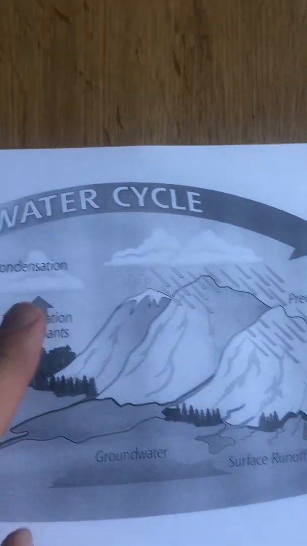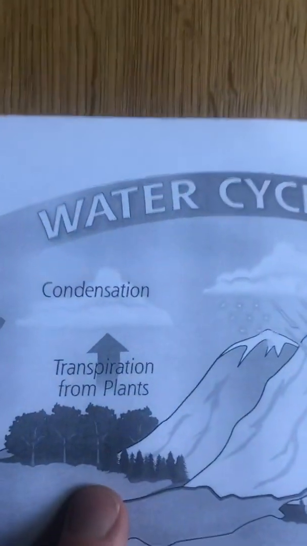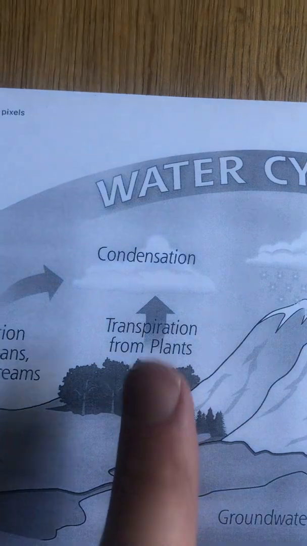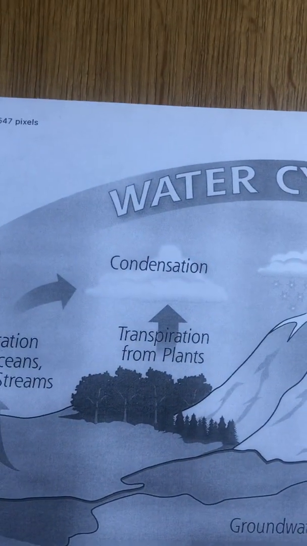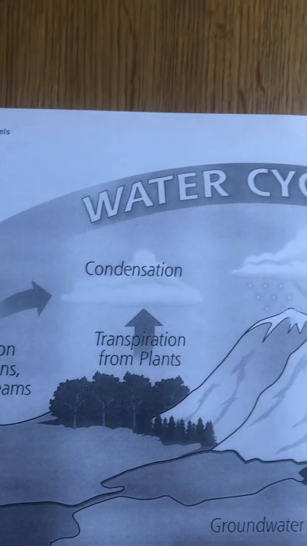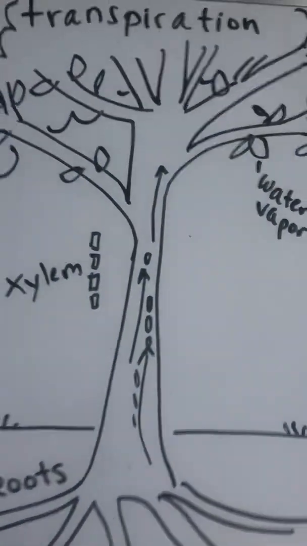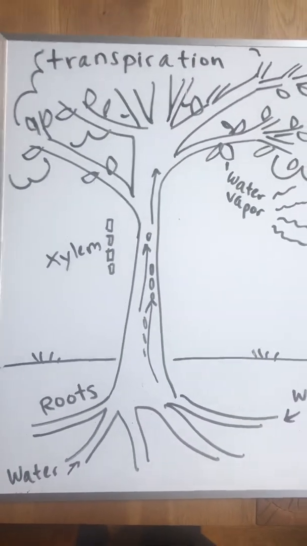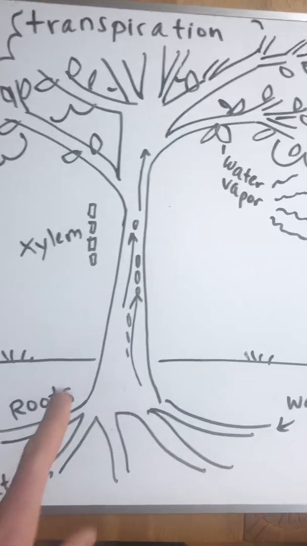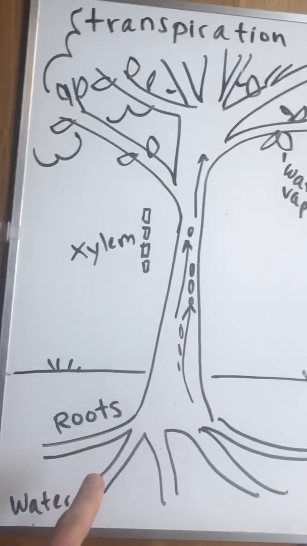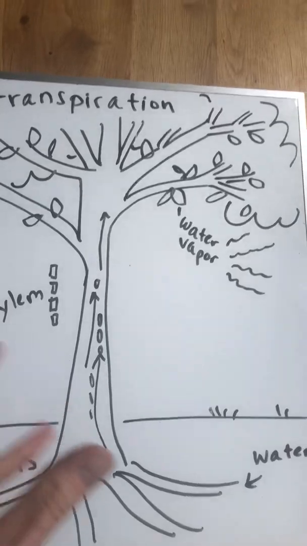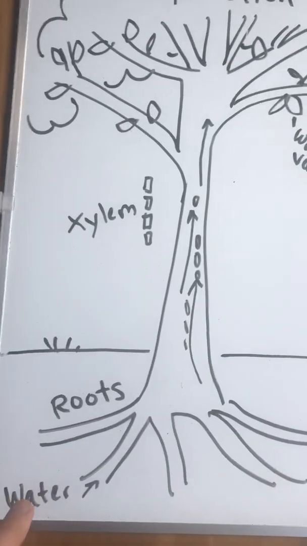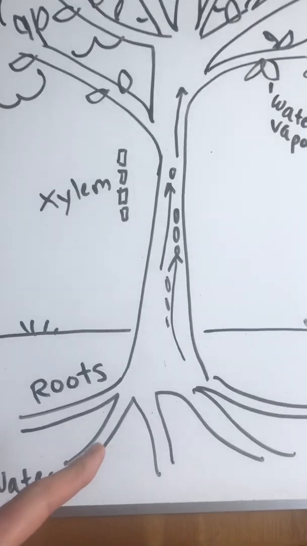But what's this one all about? Transpiration from plants. Notice how there's an arrow going up from the plants too? How does that work? So over here, I drew a little picture. We have a tree. And as you all know, a tree has roots at the bottom, and the roots hold the tree in place so it doesn't fall either way when the winds blow. But the roots also bring water into the tree.